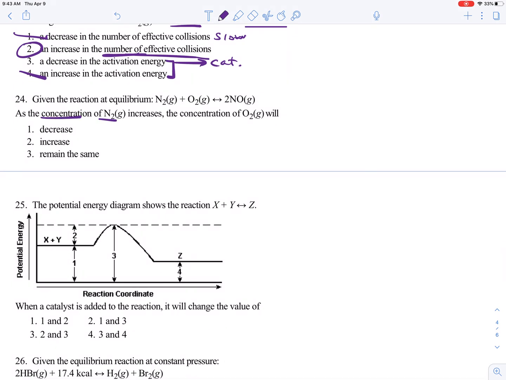24 is a CIA problem. We're increasing the concentration of nitrogen. So let's follow the chain of thought here. That would shift it to the right, which would cause the NO to go up. It would cause the oxygen, which it's asking about, to go down.